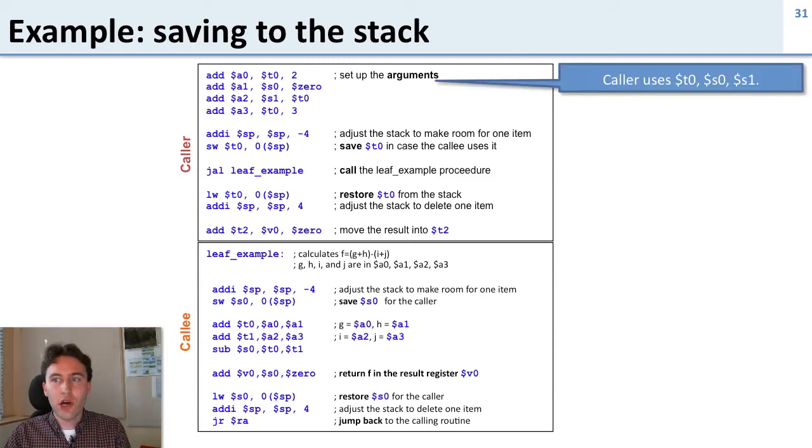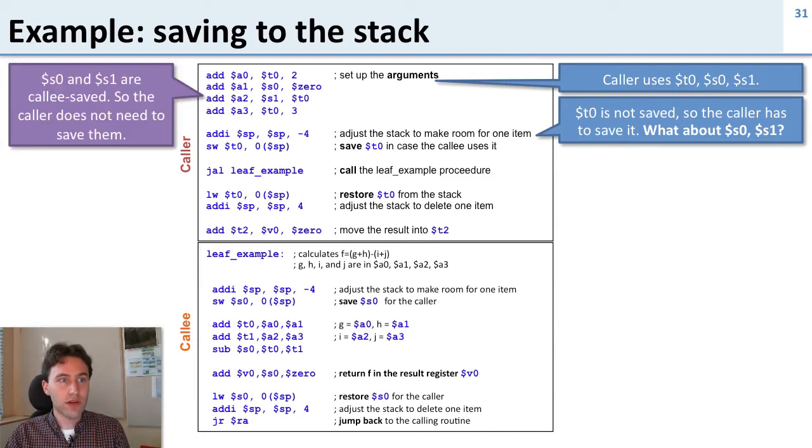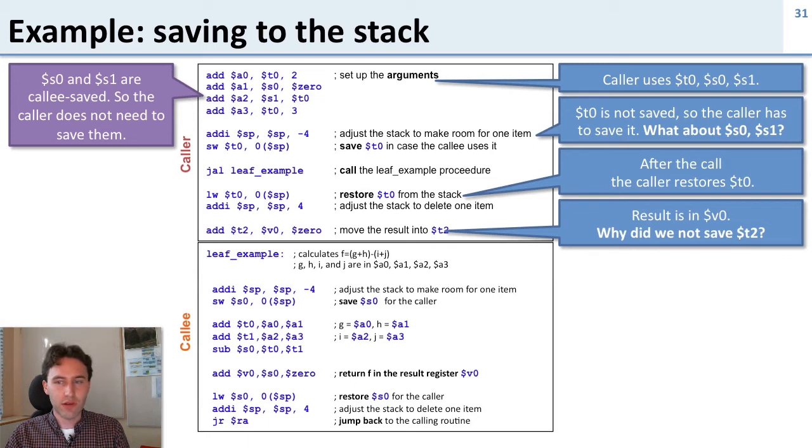So we've identified the caller uses T0, S0, and S1, and T0 is not saved, so the caller has to save it. So we know the caller is going to have to save it there because it's not a saved register. What about S0 and S1? Why aren't we saving those? Well, S0 and S1 are callee saved, so the caller doesn't need to save them. It will be the callee who has to save them if it uses them. So after we've done the call, the caller is going to restore T0, and the result is in V0. The result is in V0 because that's one of the registers for returning the results.